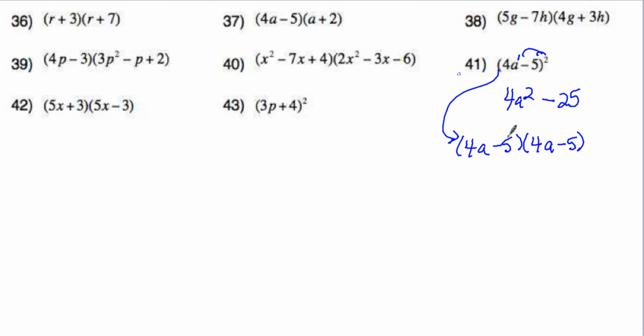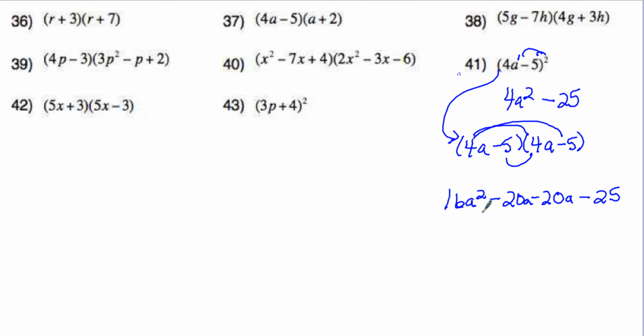I'm going to go ahead and do FOIL with this one to save us a little time. 4a times 4a gives us 16a squared. 4a times negative 5 gives us negative 20a on the outside. Inside gives us negative 20. Oops, I forgot my a here. Do not forget that on the test. That's something a lot of people were doing. Negative 20a and then negative 25.